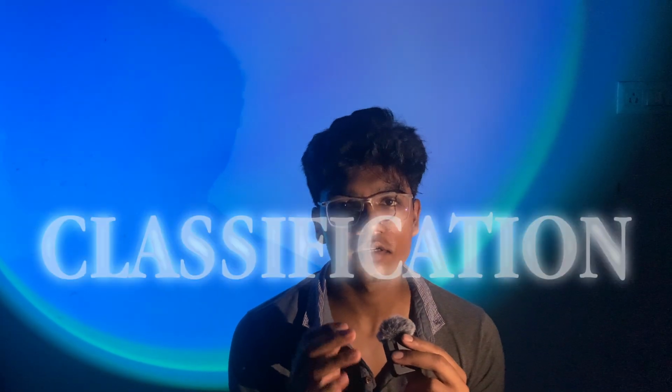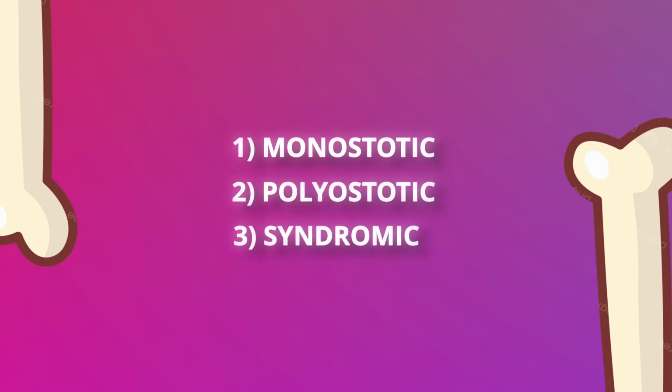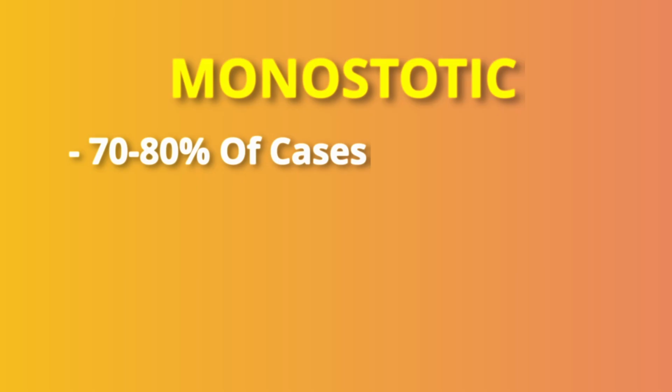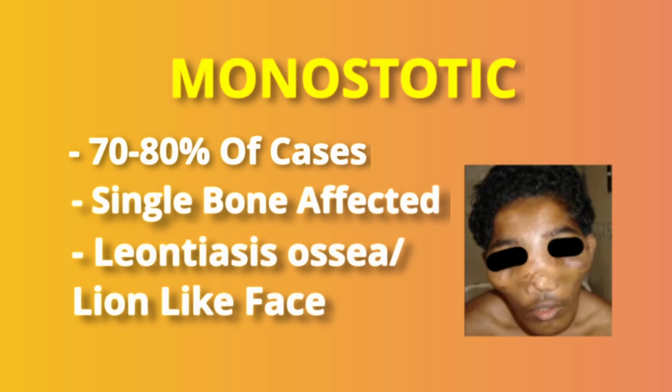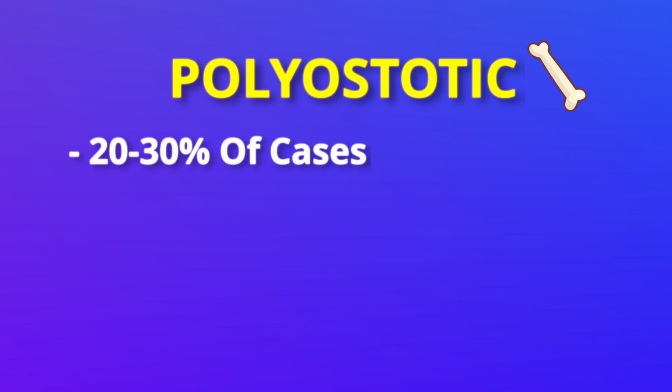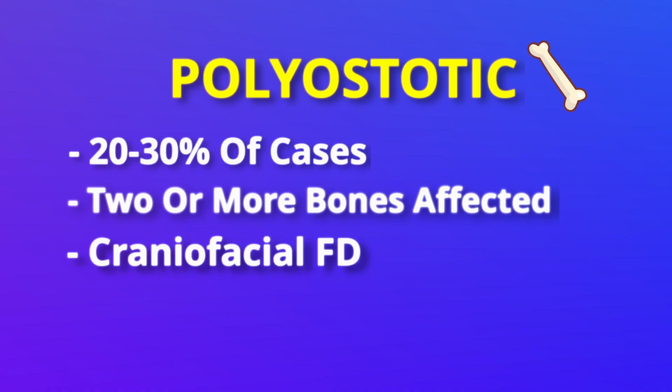Now we'll look into the classification: monostotic, polyostotic, and syndromic. Monostotic occurs in 70 to 80% of the cases. Only a single bone is involved. If maxilla and other associated bones are affected, there happens to be leontiasis ossea, also known as lion-like face. Polyostotic occurs in 20 to 30% of the cases. Two or more bones are affected. If multiple craniofacial bones alone are involved, it is called craniofacial fibrous dysplasia.